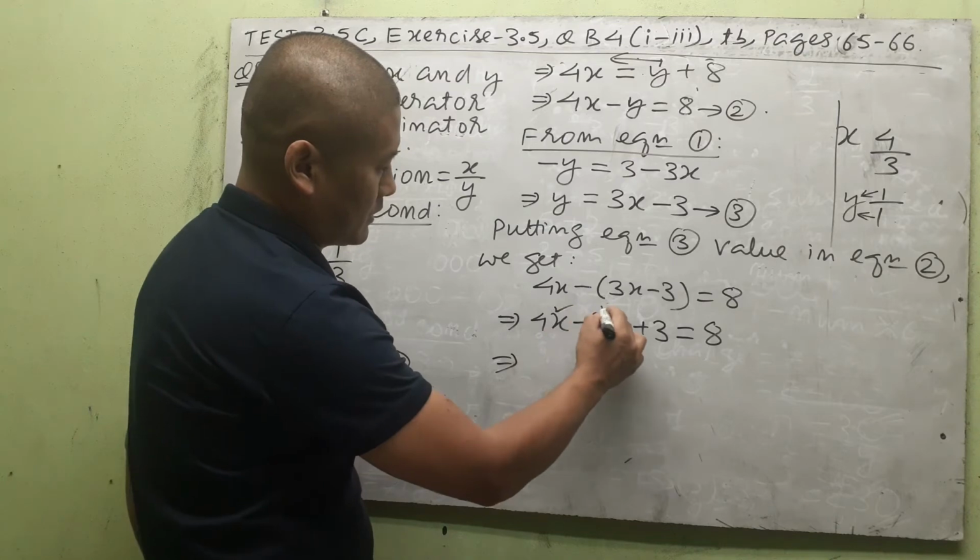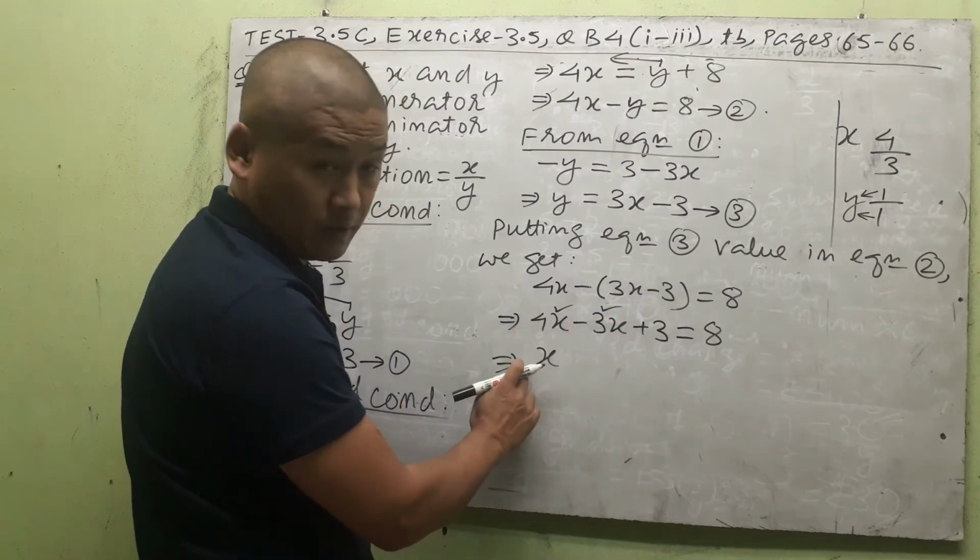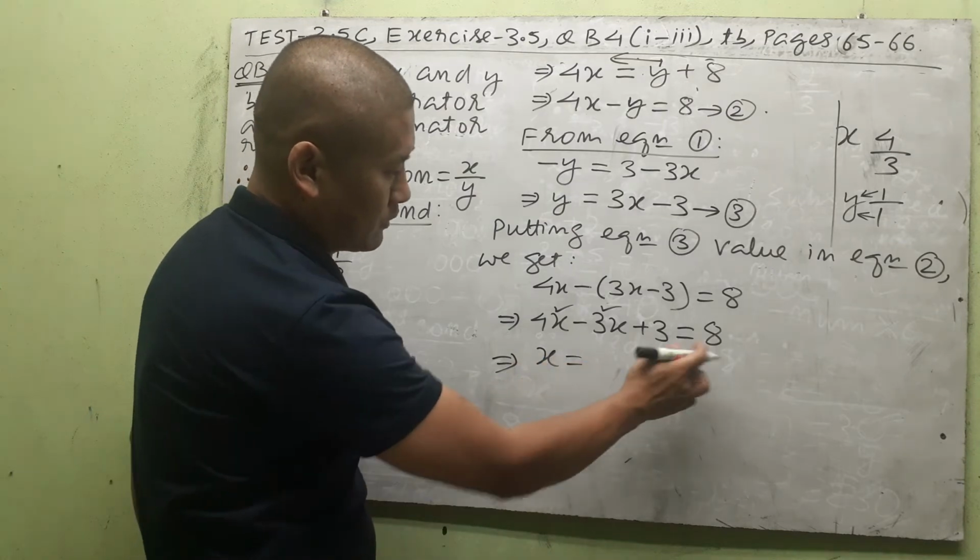This is a very simple case here. 4x minus 3x is 1x, so we need not write 1, we know that, right? Is equal to here 8.